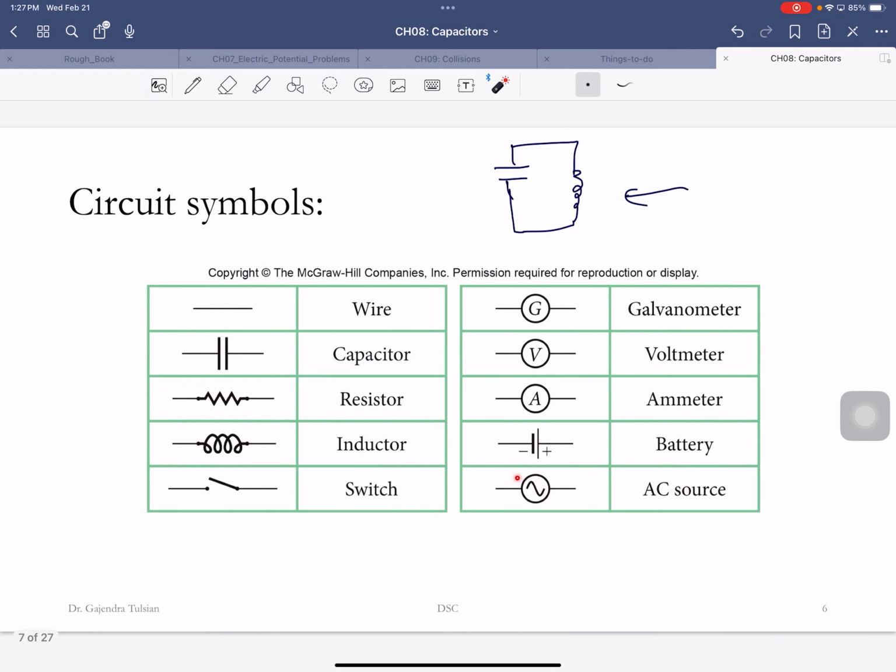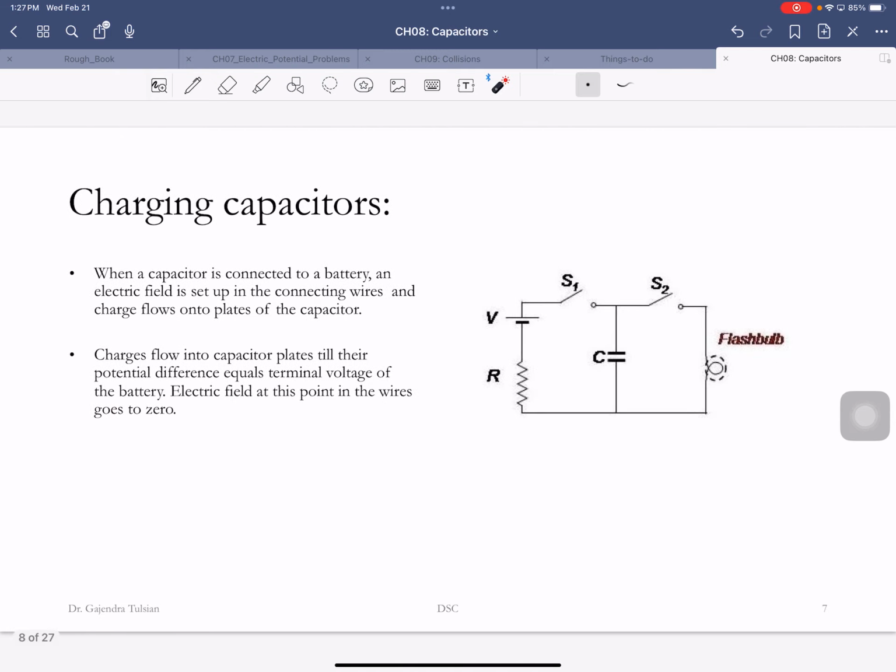This is an AC source. Here's a battery. The longer line is the positive terminal. And these guys, they're old-time devices. Well, this is a voltmeter. You'll use the voltmeter and ammeter. A galvanometer, you don't use that anymore.